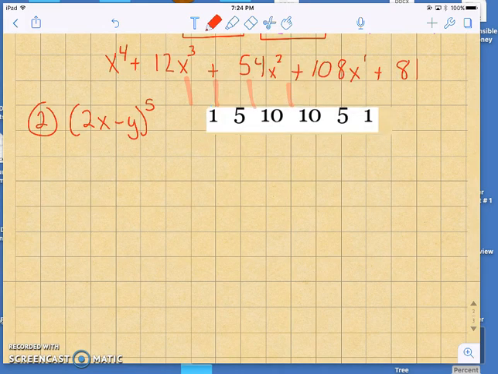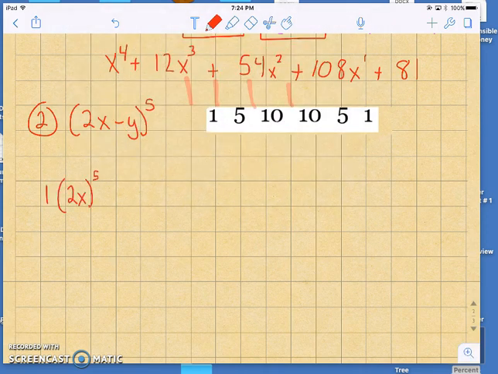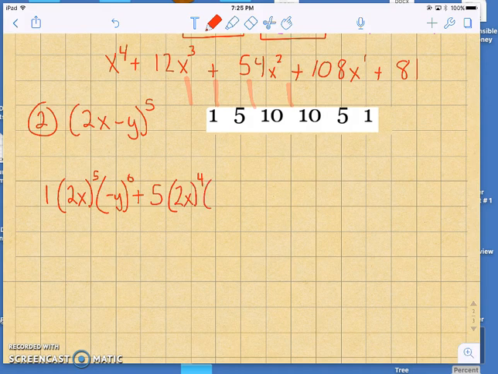So we're going to start with 1. And then we'd have 2x to the 5th. But notice it's negative y. So negative y to the 0. Plus we got the 5, 2x to the 4th, negative y to the 0. Plus 10, 2x to the 3rd, negative y squared. And let's back up here. Our powers have to add up to 5, so that must be 1.